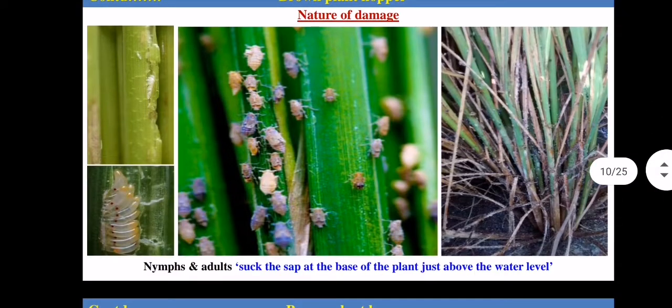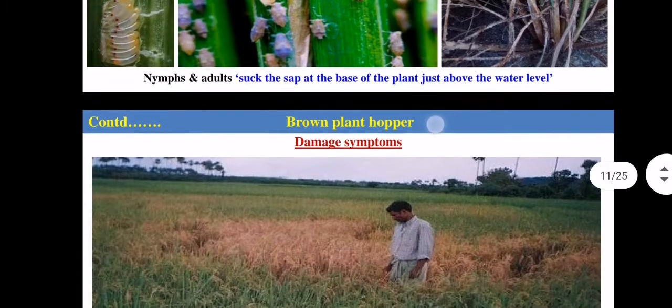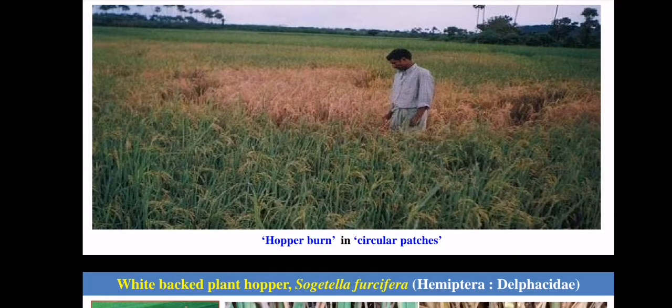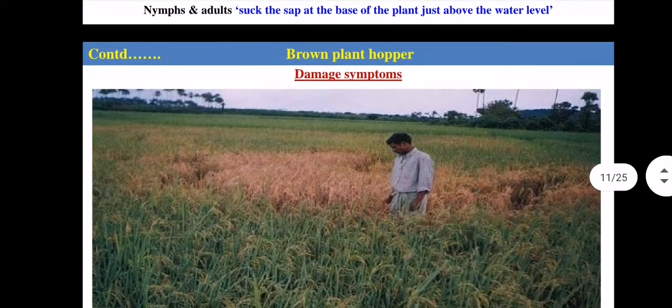Then the nature of damage. These are the damaging symptoms. The nymph and adult suck the sap from the base of the plant just above the water level. So you can easily observe this insect pest, the nymph of the brown plant hopper, just above the water level in the rice field. This is the hopper burn. If you observe the hopper burn in the rice field or paddy field, then you can easily detect this is the severe attack of the brown plant hopper.